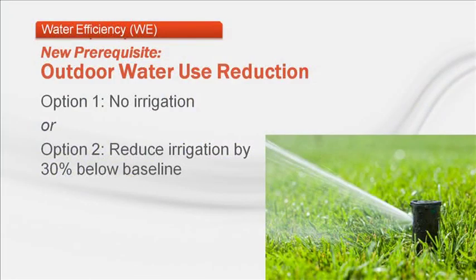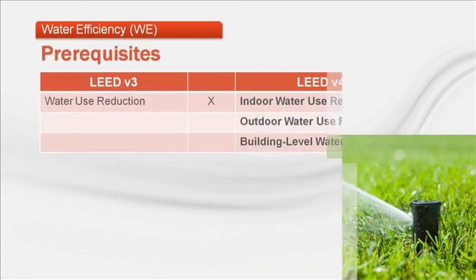Moving on to the first of 2 new prerequisites, let's look at outdoor water use reduction. There are 2 options to meet this prerequisite. Project teams can either design the landscaping to require no irrigation, or reduce the amount of irrigation by 30% below calculated baseline water consumption. That baseline water consumption will be calculated using the EPA's WaterSense tool.